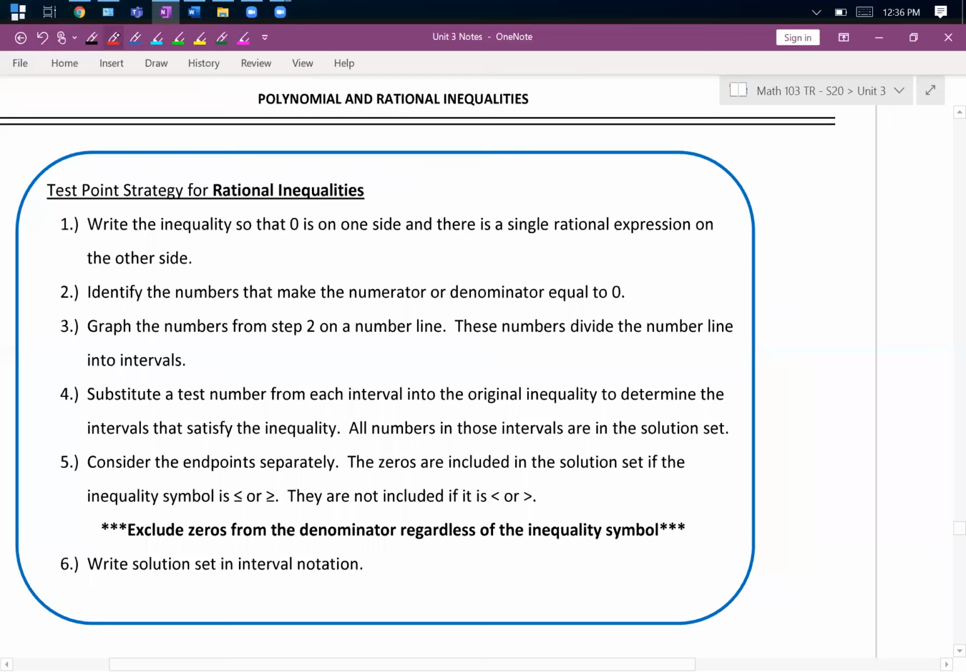So that means that if you're given a problem that looks like this, you're going to have to subtract those two rational expressions first. Or you might have one that looks like this. You're going to have to set it equal to 0 and then subtract those rational expressions before you do anything else. Like, that is step number 1.